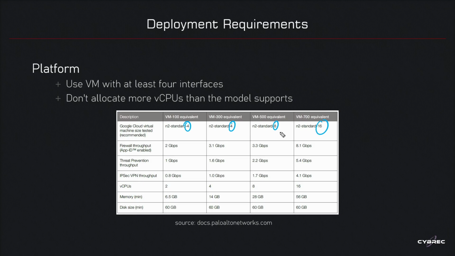We can have more. So these are our choices. That's the first thing, the number of interfaces. Again, this is for the marketplace deployment, which is pay as you go. That's the requirement. And another one is that allocating more CPUs than the actual virtual machine model supports is not going to help. This is the second thing to remember.